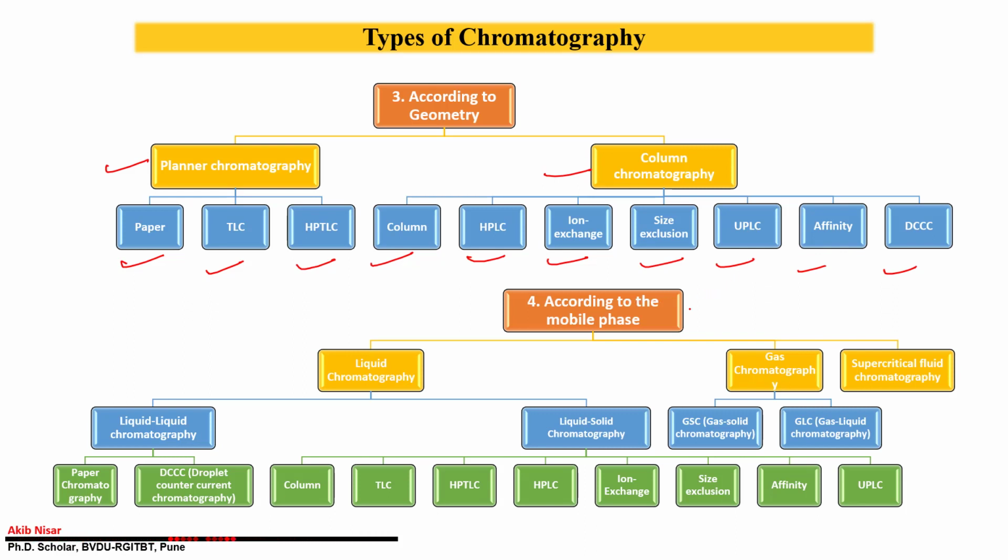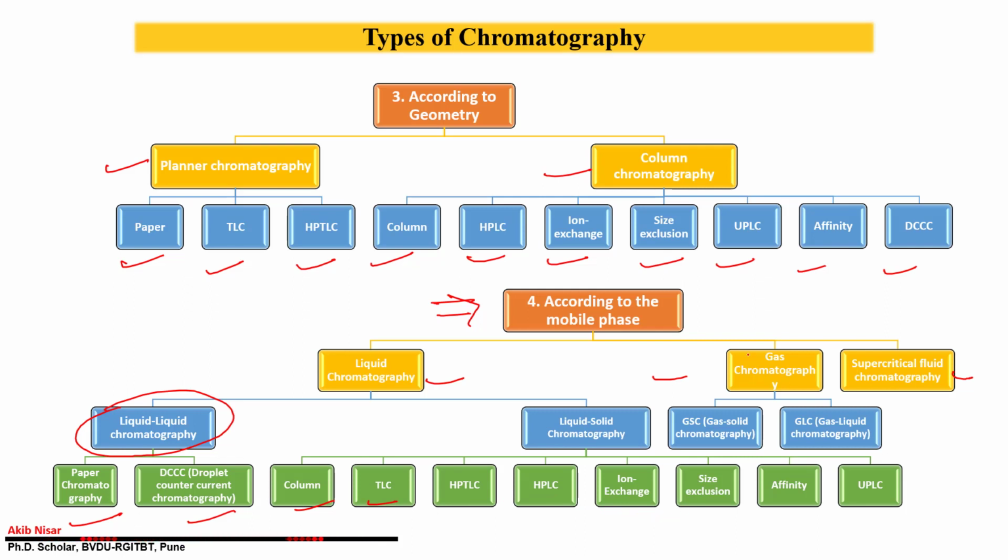Now the fourth one is according to the mobile phase. When you talk about the mobile phase, we are focusing more on this point, because we will see the more classified chromatography techniques in this section. There is liquid chromatography, gas chromatography, as well as supercritical fluid chromatography. Under liquid chromatography, you will see paper, DCCC, column, and in liquid-solid you will see TLC, HPTLC, HPLC, ion exchange, size exclusion, affinity, and UPLC.